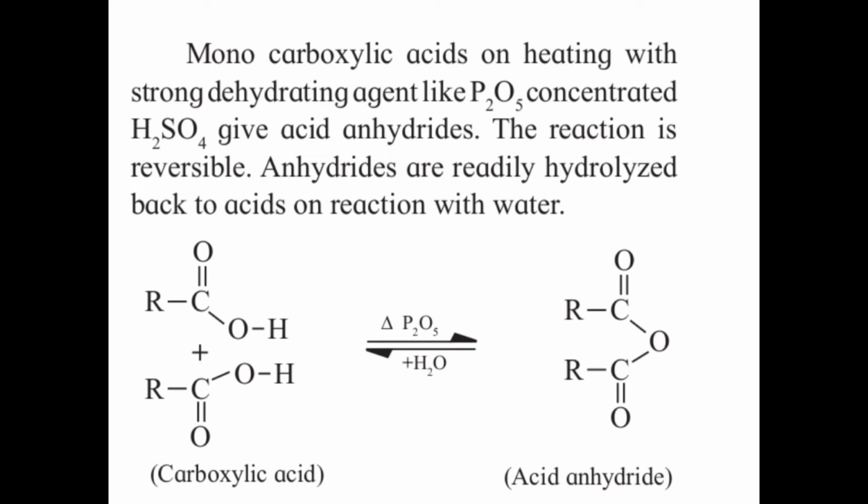Monocarboxylic acids on heating with a strong dehydrating agent like P2O5, phosphorus pentoxide, which we are using here as a dehydrating agent, or with concentrated acids like H2SO4, give an acid anhydride. For that you require 2 moles of acid. After the condensation of 2 moles of acid, you will get the condensed product, the acid anhydride, right?